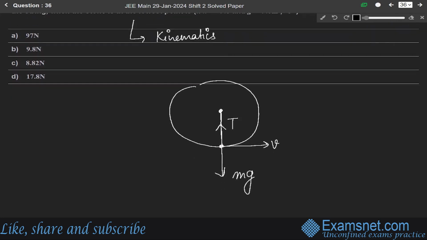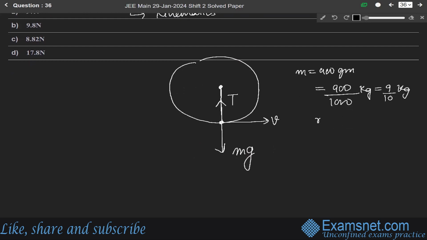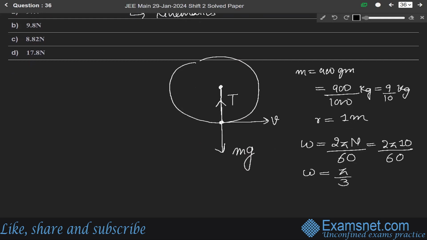Okay, so mass is given as what? 900 gram. 900 gram means 900 over 1000 kg. It means 9 over 10 kg. And R is given as 1 meter. So omega will be equal to 2 pi n over 60. So it will be 2 pi into 10 rotations per minute over 60. So omega, the angular frequency, will be equal to pi by 3 radian per second.